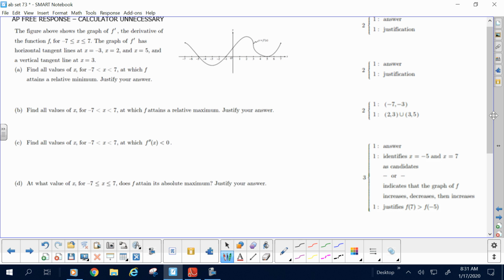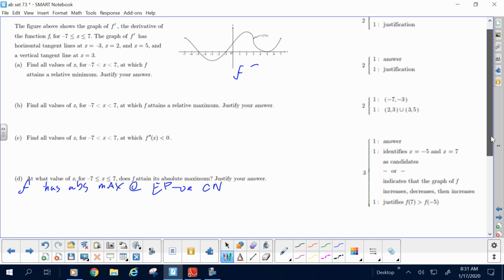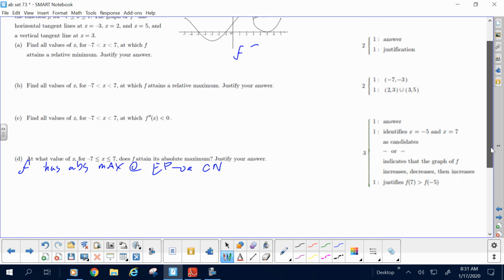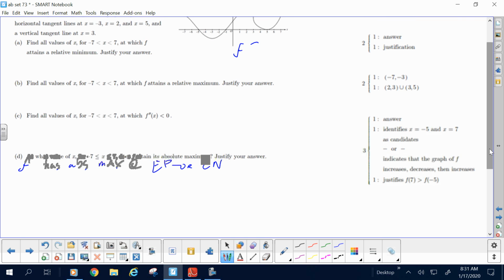Okay, so if you recall, you've got an f prime graph. And I hope you started with the EVT, and that is that max occurs at endpoints or critical numbers. All right, we're gonna gather some candidates and then reject them. Endpoints obviously are x equals 7 and negative 7.